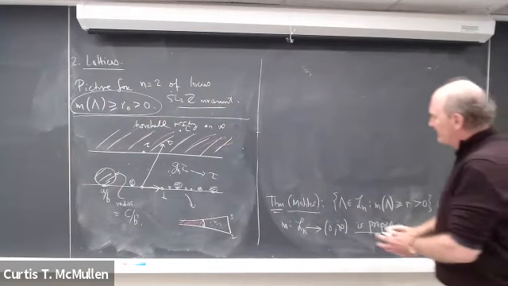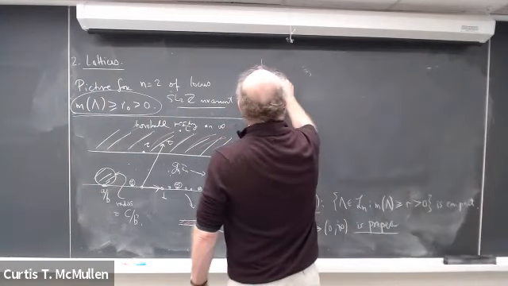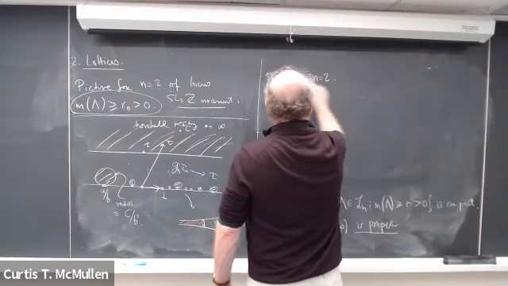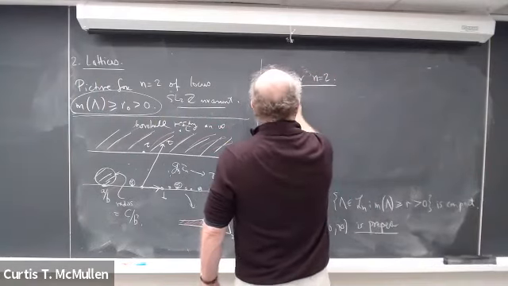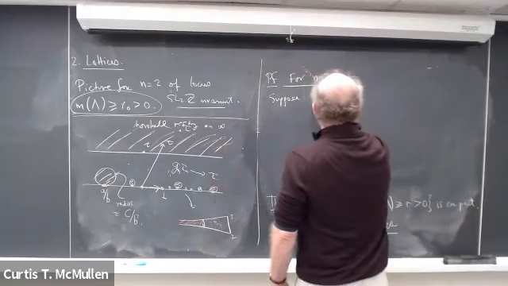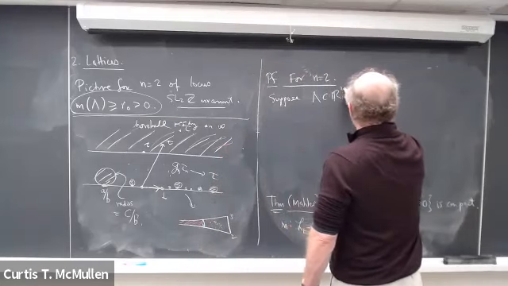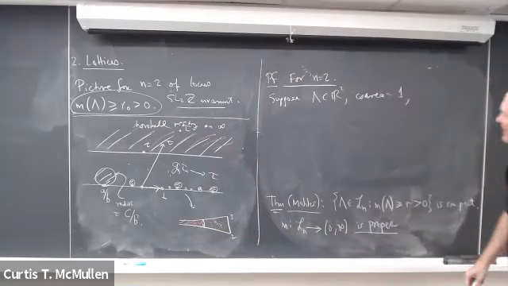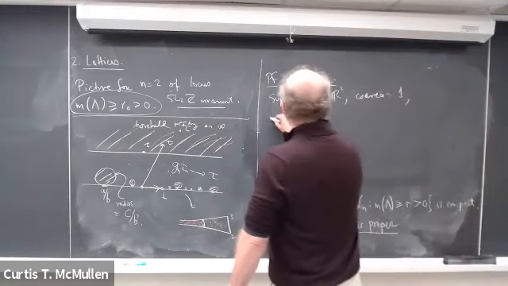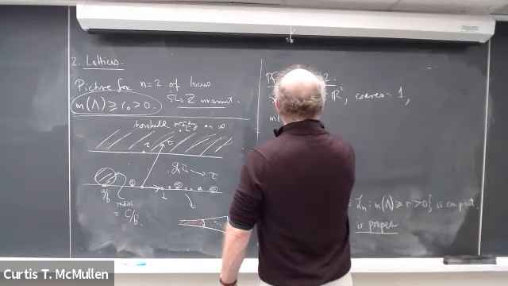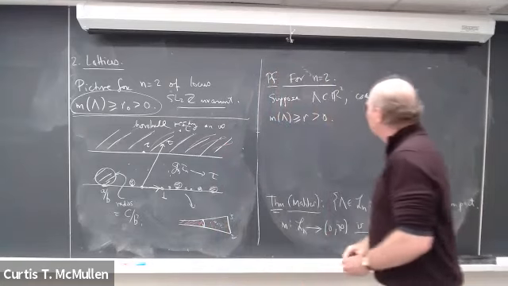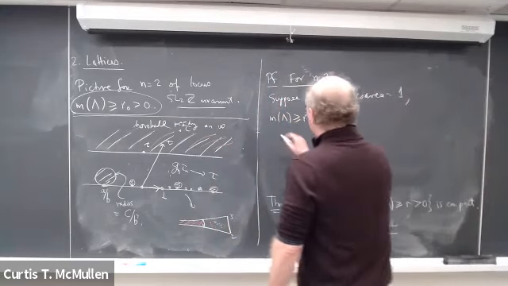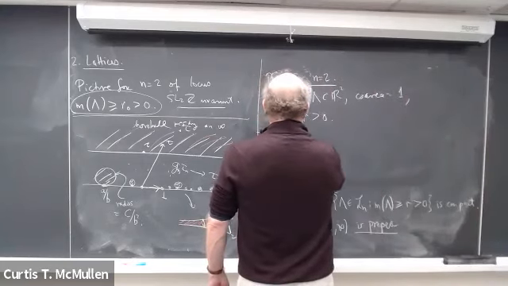So let me first give the proof for n equals 2. Suppose we have a lattice, lambda contained in R2, the co-area is 1, and m of lambda is greater than or equal to r. So then what we do is we choose a basis for lambda.